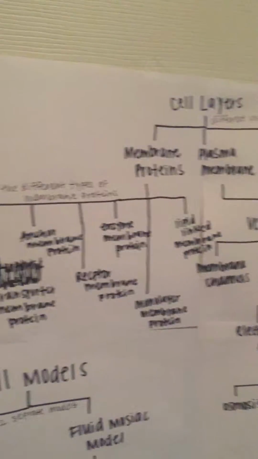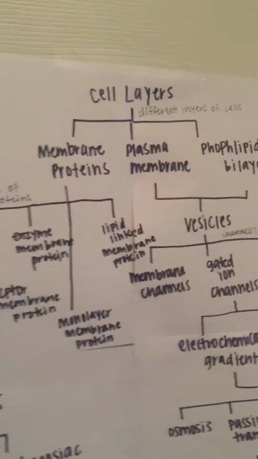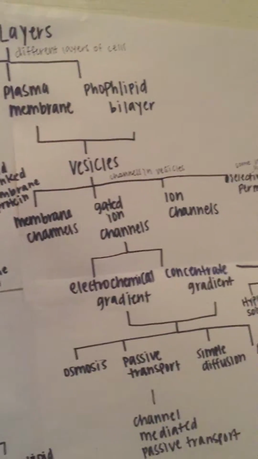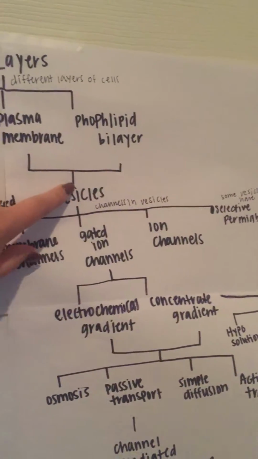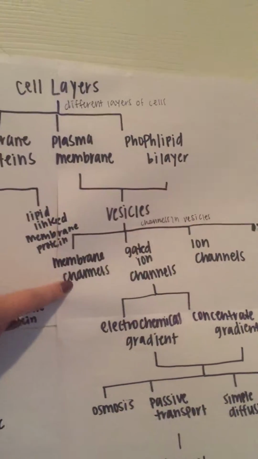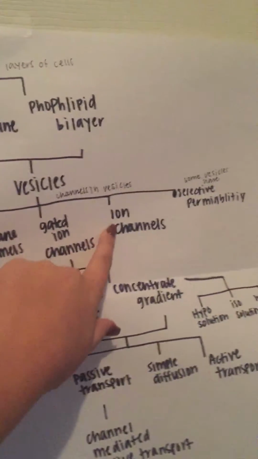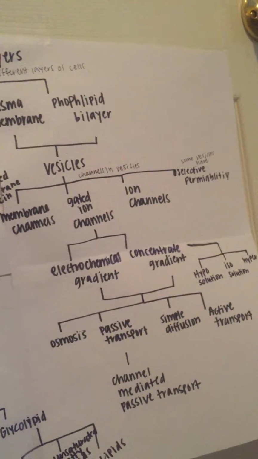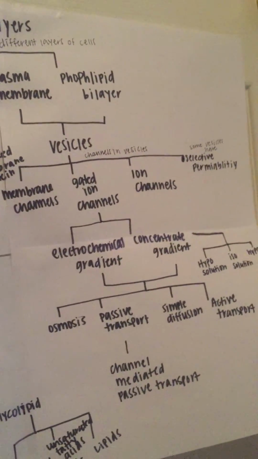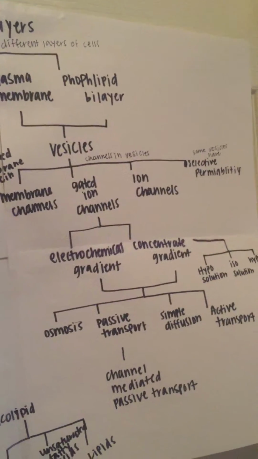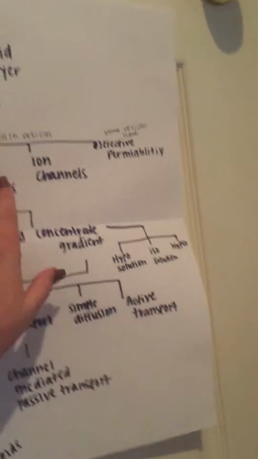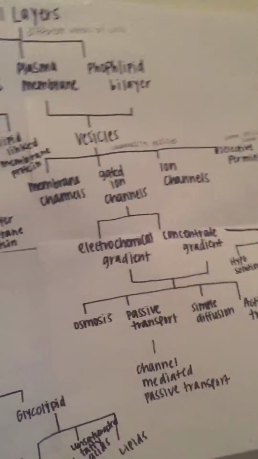I started with cell layers, and I put three different branches out from cell layers: membrane protein, plasma membrane, phospholipid bilayer. From the next one I put into vesicles. From vesicles I put membrane channels, gated ion channels, and off to the side selected permeability, just because some vesicles can be selectively permeable, others aren't. So I just put that off to the side, not necessarily with these, but off to the side from vesicles.